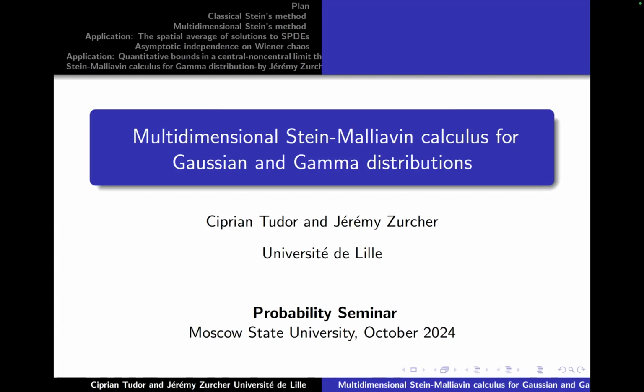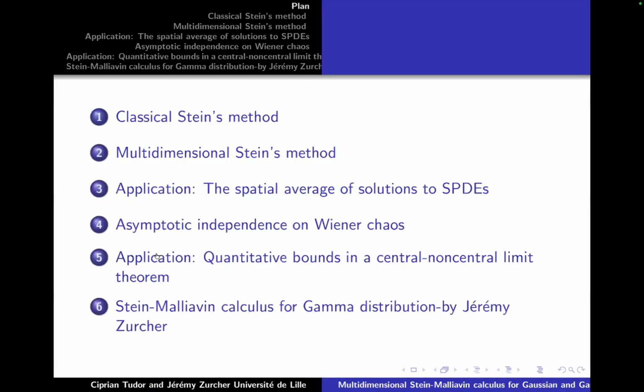Let me explain what we did recently with my colleague Jérémy, who is connected now, and with other collaborators, about this multidimensional Stein method for Gaussian and Gamma distribution. This is the plan of my talk. I will start by explaining something about the classical Stein method, because the Stein method is not my invention. It's not new. It's an old theory.